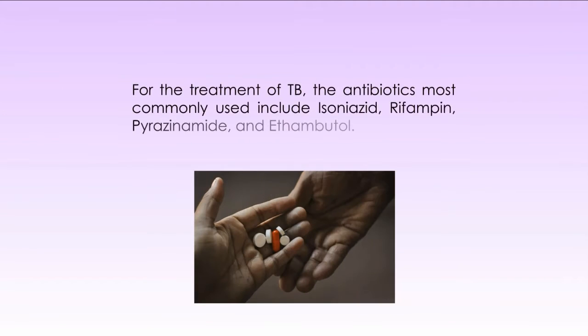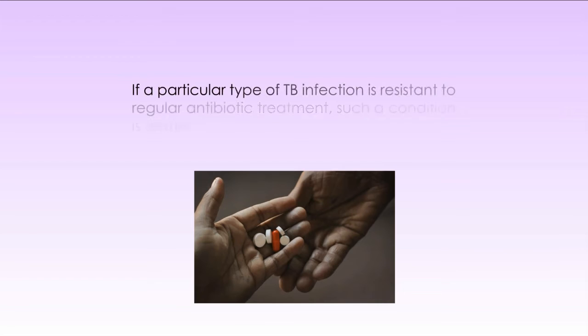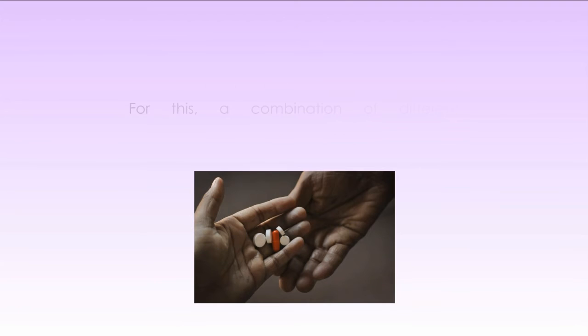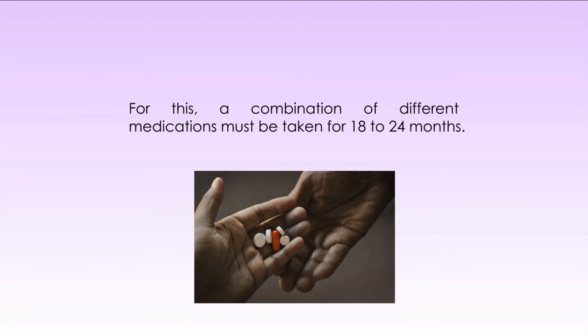For the treatment of TB, the antibiotics most commonly used include isoniazid, rifampin, pyrazinamide, and ethambutol. If a particular type of TB infection is resistant to regular antibiotic treatment, then such a condition is termed multi-drug resistant TB. For this, a combination of different medications must be taken for 18 to 24 months.